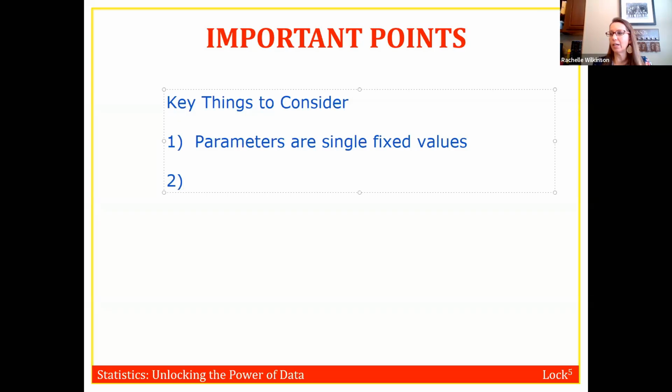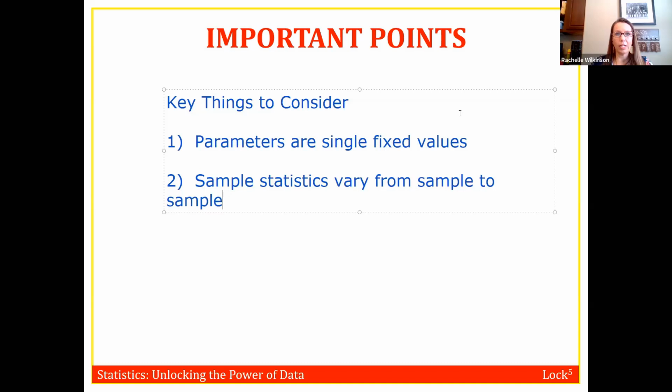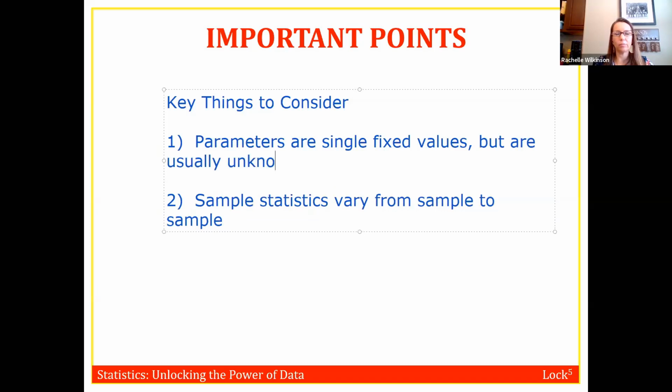Sample statistics, on the other hand, are going to vary from sample to sample. Up here on parameters, I said parameters are single fixed values. I'm also going to add that they are usually unknown. Sample statistics are not fixed. They're going to vary depending on the sample that you're looking at, but at least we can calculate them. We can't calculate the parameter. It's a single fixed value. Sample statistics vary, but at least we can compute them.